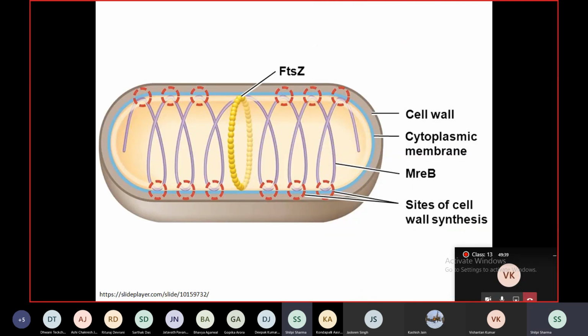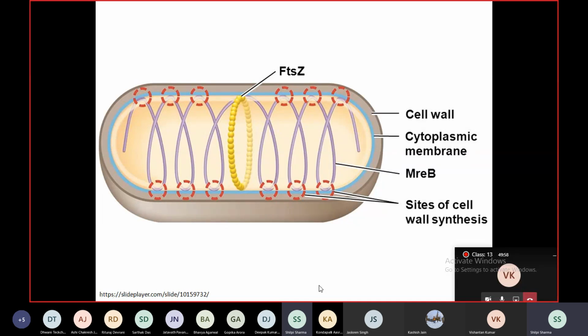MreB, now I told you the role of FtsZ. This is the one that forms the ring, and then to this attaches the divisome assembly, which would then help in formation of the cross wall once the DNA has segregated.